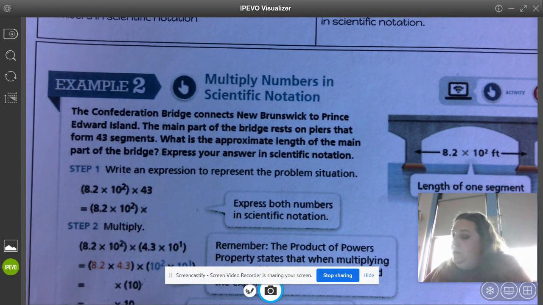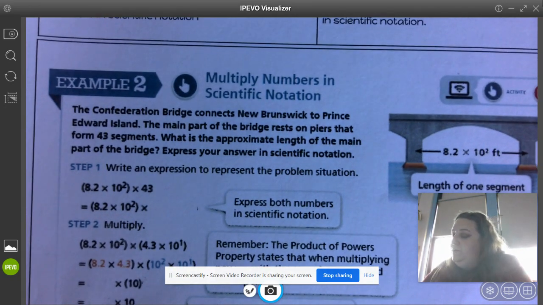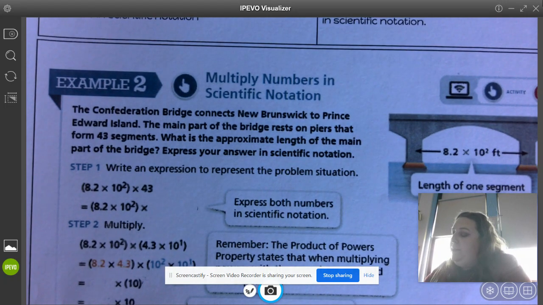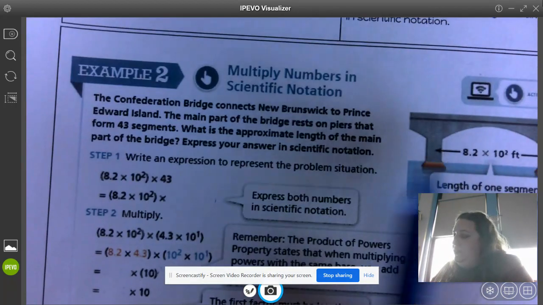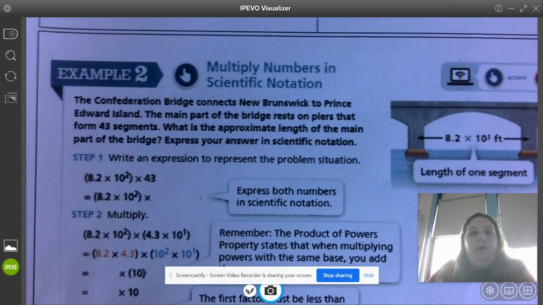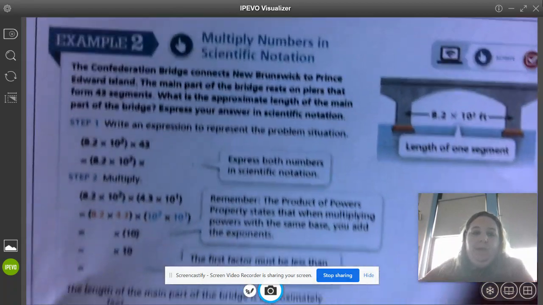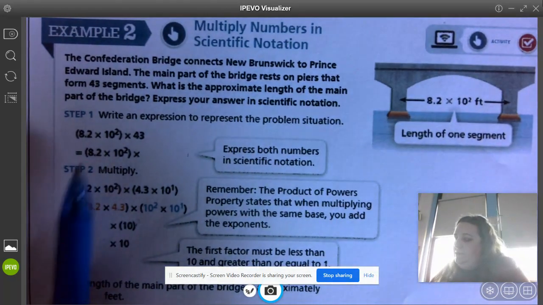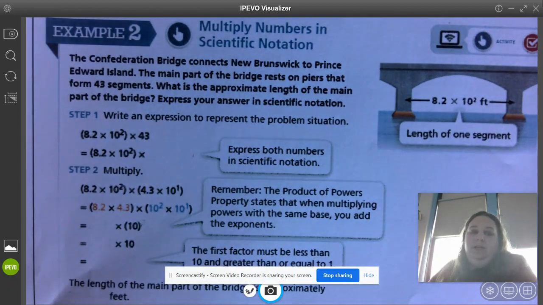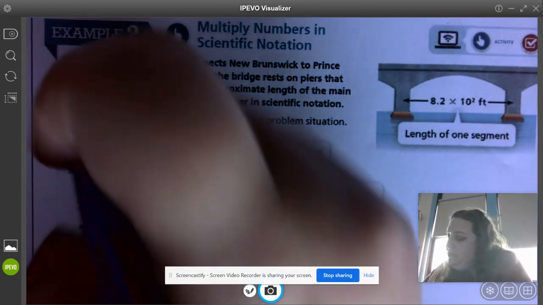Okay. The Confederation Bridge connects New Brunswick to Prince Edward Island. The main part of the bridge rests on piers that form 43 segments. What is the approximate length of the main part of the bridge? Express your answer in scientific notation. So this is one segment, and there are 43 in total. So a quick way to do that is to multiply. We have one segment length already written in scientific notation. However, the second one isn't, so we need to write it in scientific notation.